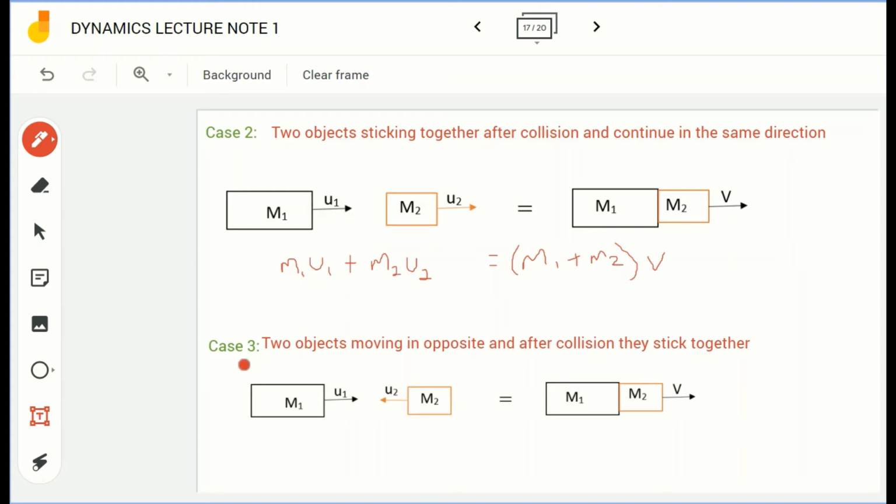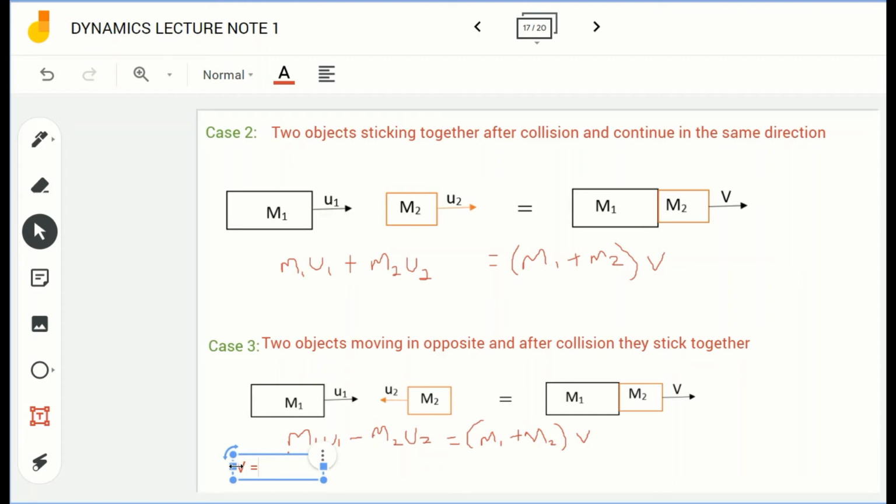Now for the third case, we have 2 objects moving in opposite directions and after collision they stick together. As you can see right here, before collision they were moving in opposite directions, and when they collide they move as one. So the equation for this situation becomes m1 u1, and because they are moving in opposite directions, I subtract m2 u2, equal to m1 plus m2, times v. Please note that v is the common velocity.